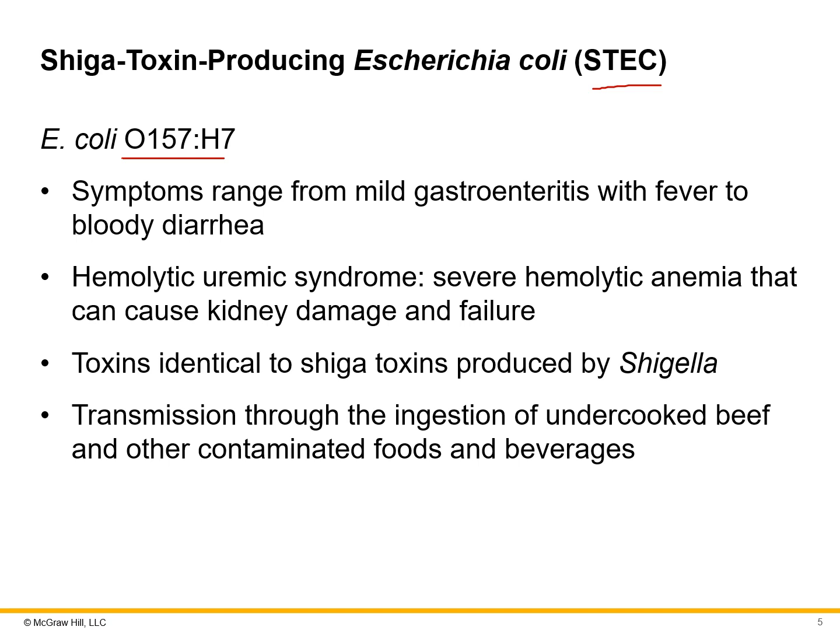So this STEC, again, can be mild gastroenteritis or inflammation that has a fever to bloody diarrhea, so a little bit more severe. Now, it can cause what is called hemolytic uremic syndrome, and this is a severe, as the name implies, hemolytic anemia that is leading to the release of especially bloody diarrhea. Ultimately, though, it can cause kidney damage and failure and can be life-threatening. So that hemolytic uremic syndrome can result from this STEC infection.